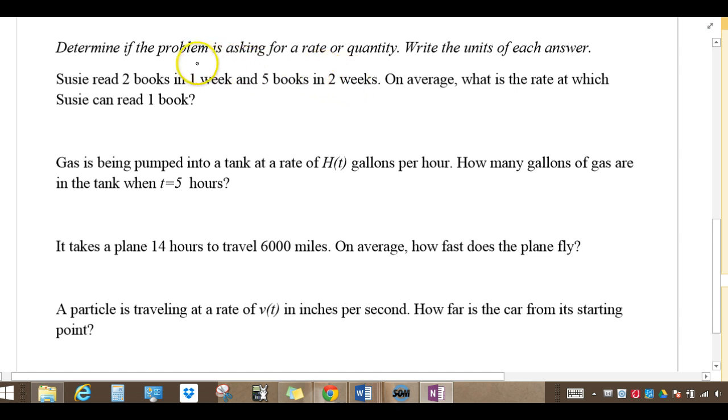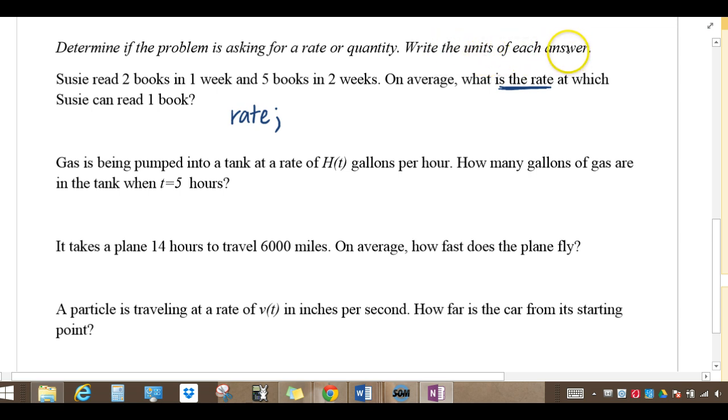Now we're going to decide what the problem is asking me for. On average, what is the rate at which Susie can read 1 book? This one should be pretty straightforward. What are we being asked for? We're being asked, what is the rate? This is the phrase I want to pay attention to: what is the rate at which Susie can read 1 book? So what am I being asked for, a rate or a quantity? Well, the word's right there. I'm being asked for a rate in this example. That's the first part. But now write the units of each answer.